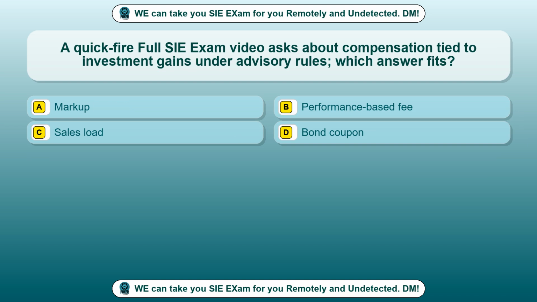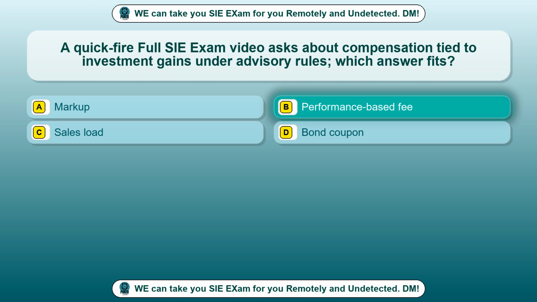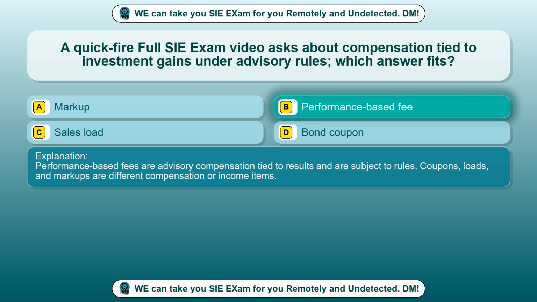Question 37. A quick-fire full SIE exam video asks about compensation tied to investment gains under advisory rules. Which answer fits? Option A. Markup. Option B. Performance-based fee. Option C. Sales load. Option D, bond coupon. The correct answer is option B, performance-based fee. Performance-based fees are advisory compensation tied to results and are subject to rules. Coupons, loads, and markups are different compensation or income items.